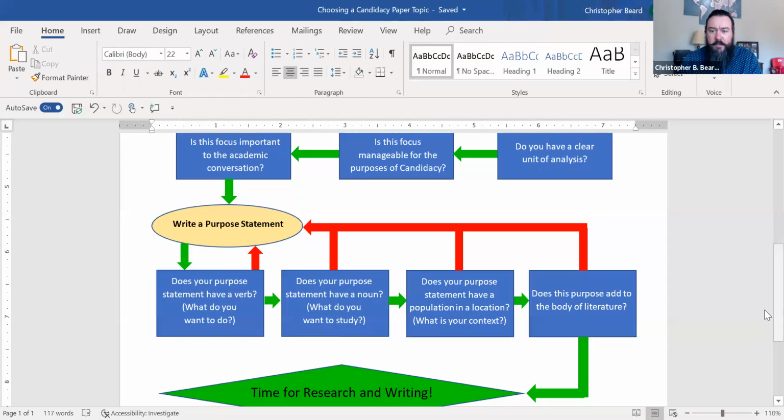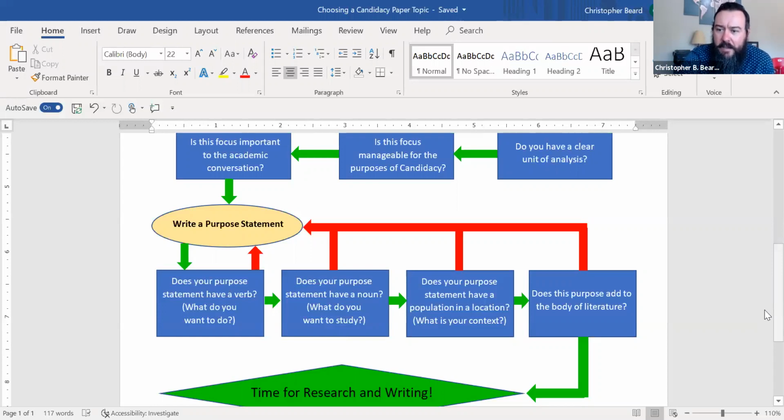And then, does your purpose statement have a population in a location? This is where narrowing your unit of analysis is important. What's your context, in other words? So I want to explore the spiritual formation experience of those who have gone through a missional formation experience. That was a variation of my own purpose statement for my research. So what do you want to do? What do you want to study? And then what's the population in a location?